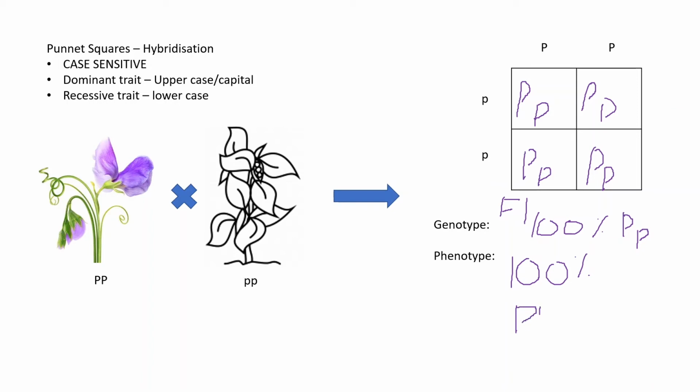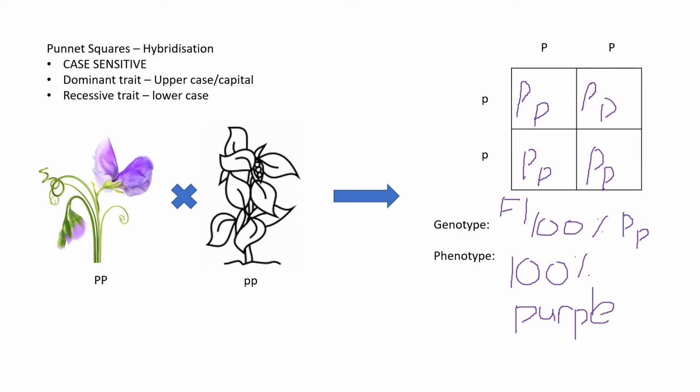And why, you might ask? It's because the allele for purple flowers is a dominant allele. So what's going to be expressed is the dominant allele, the gene for purple flowers. Even though they have an allele for white flowers, it's recessive. So recessive traits don't show through physical appearance if there is a dominant allele present.